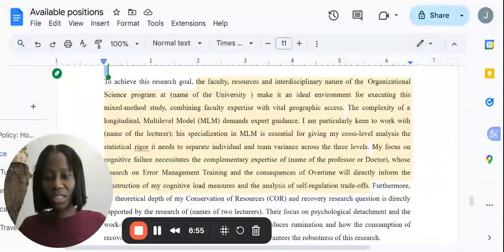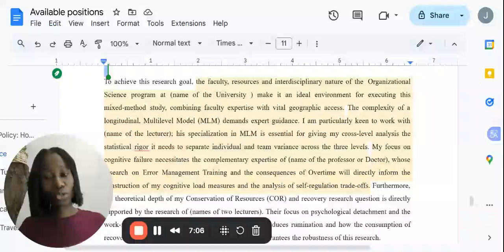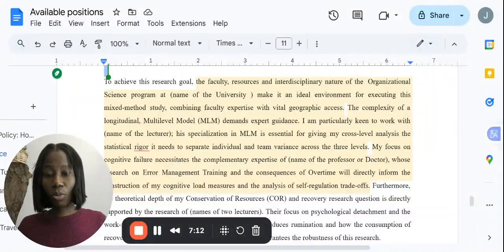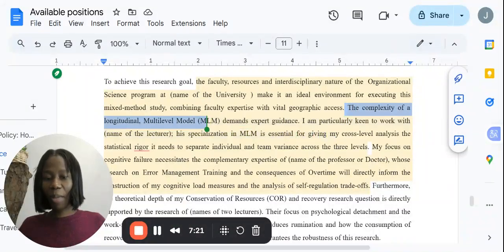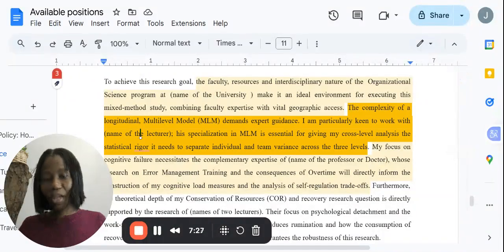This professor is into this and my work is into this. And I think that we are linked in here. Yeah. Try to link, not just mention the professor, mention how that professor's work aligns with or is able to help you resolve the problem you want to resolve. So this person goes ahead to say the faculty resources and interdisciplinary nature of the program at the university make it an ideal environment. So they went further to say the complexity of a longitudinal MLM demands expert guidance. I am particularly keen to work with, they mentioned the lecturer, his specialization in MLM is essential for giving my cross-level analysis the statistical rigor in the area of statistics.